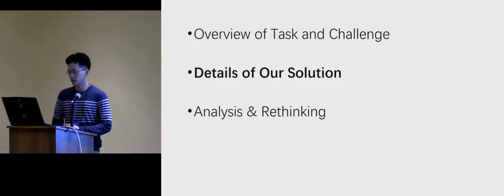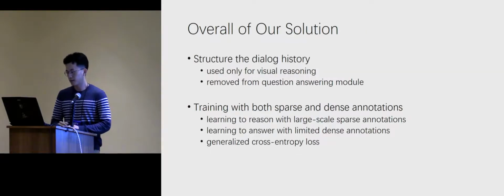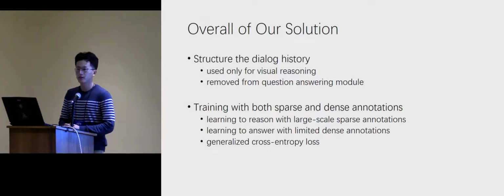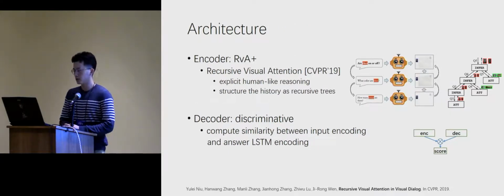Next, I will introduce the details of our winning solution. Recall that we have stated 2 challenges: how to model the dialog history and how to utilize the dense annotations. For dialog history, we only use it for visual reasoning to obtain the correct visual attention. We found that using the history encoding in the question answering part will lead to overfitting to the sparse annotations. For utilizing both the sparse and dense annotations, we proposed a simple but effective 2-stage training paradigm with the generalized cross-entropy loss.